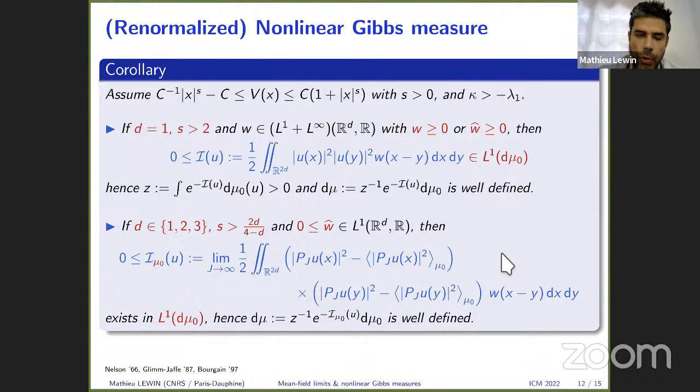Okay, so these are the two objects we want to get. In one dimension, we want to get this e to the minus I times the Gaussian. And in 2 dimensions and 3 dimensions, we want to get this renormalized measure. So now there will be 2 theorems. The first will be about 1D and the next one about 2 and 3D.